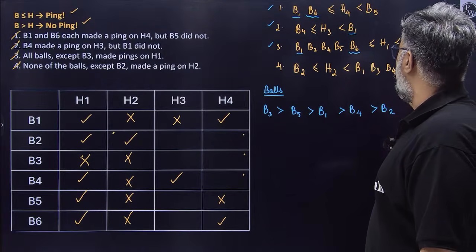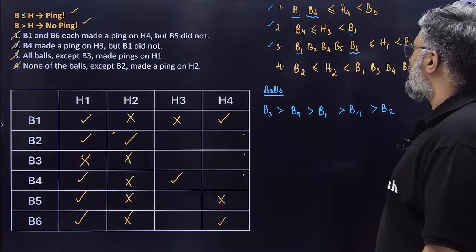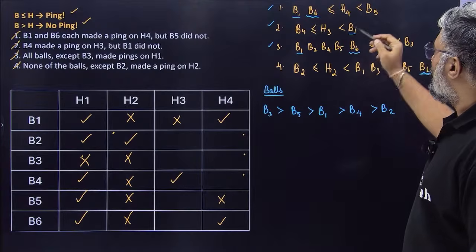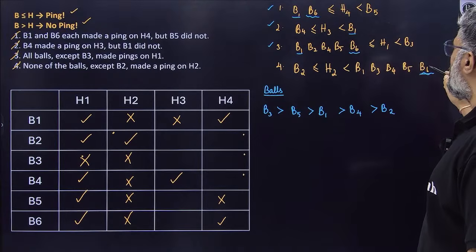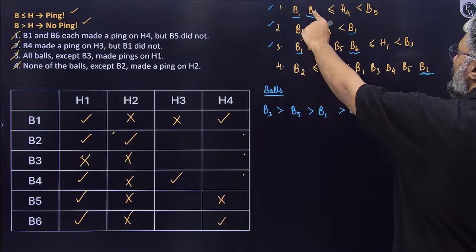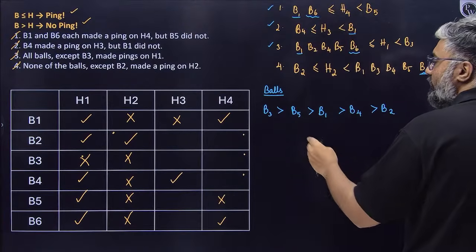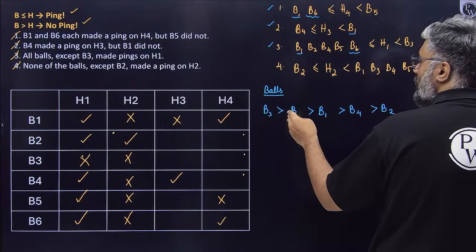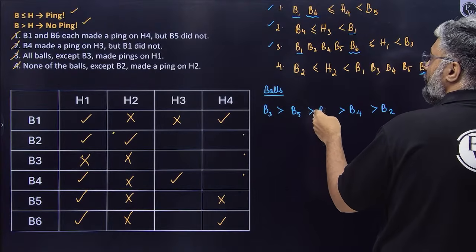B6 is here. B6 is here also. Yes, all of these balls are here. What do I know about B6? B6 is definitely lesser than B5, so B6 cannot come here. B6 can come here.